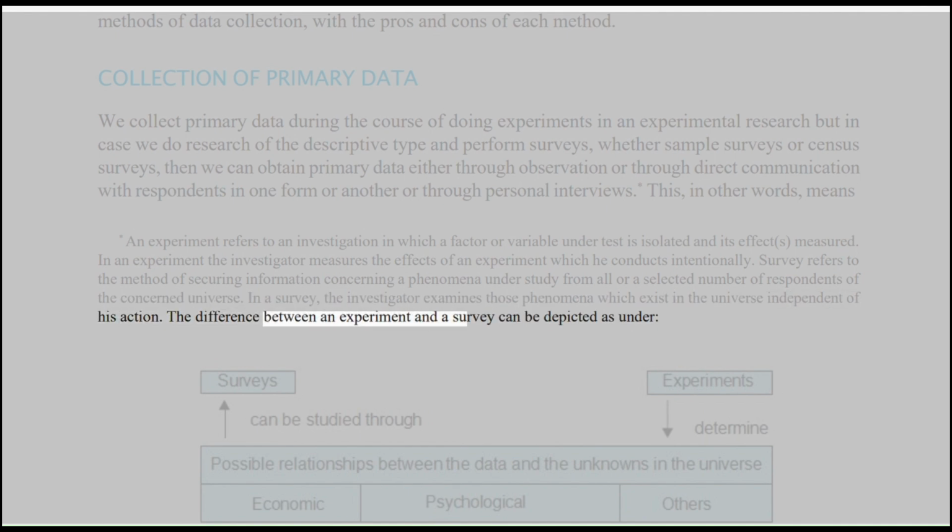The difference between an experiment and a survey can be depicted as under. Pause the video to look at the image.